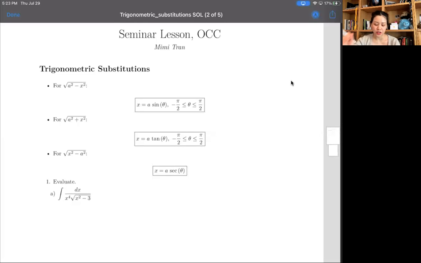Hello, everyone. In today's seminar lesson, I'm going to walk you through some examples of how to solve trigonometric substitutions. Before we go into the examples, I want to show you some of the forms that are designed to guide you to use them appropriately for each trig substitution.